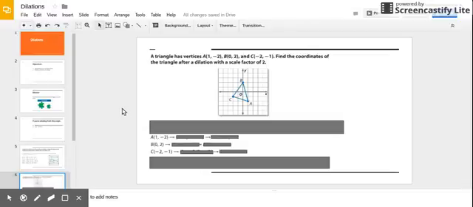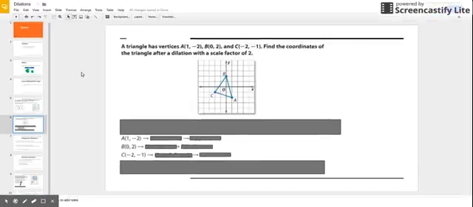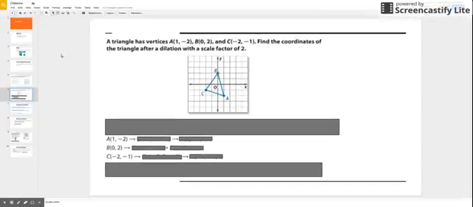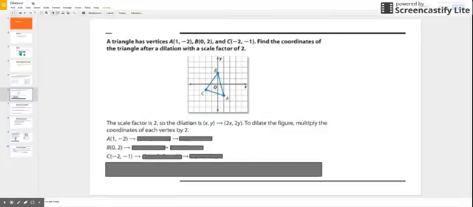All right, a triangle has vertices A(1, -2), B(0, 2), and C(-2, -1). Find the coordinates of the triangle after dilation with a scale factor of 2. Here my image is going to be 2 times the size of my pre-image. Why? Because my scale factor is 2. So the dilation is (x, y) changes to (2x, 2y). We're multiplying 2 to each coordinate. To dilate the figure, multiply the coordinates of each vertex by 2.